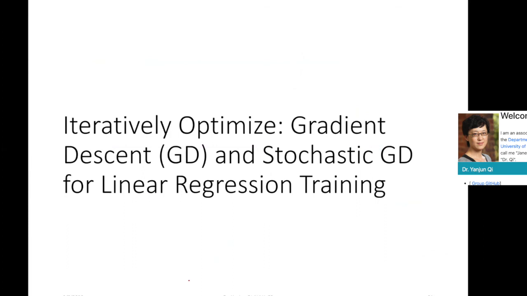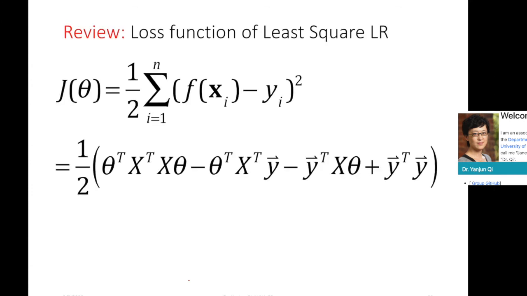All right, now we are going to use gradient descent and a variation of gradient descent called stochastic gradient descent to solve our linear regression training task. Again, the first thing to do to use gradient descent is to figure out the loss function and take the gradient of that function. So this is our loss function.